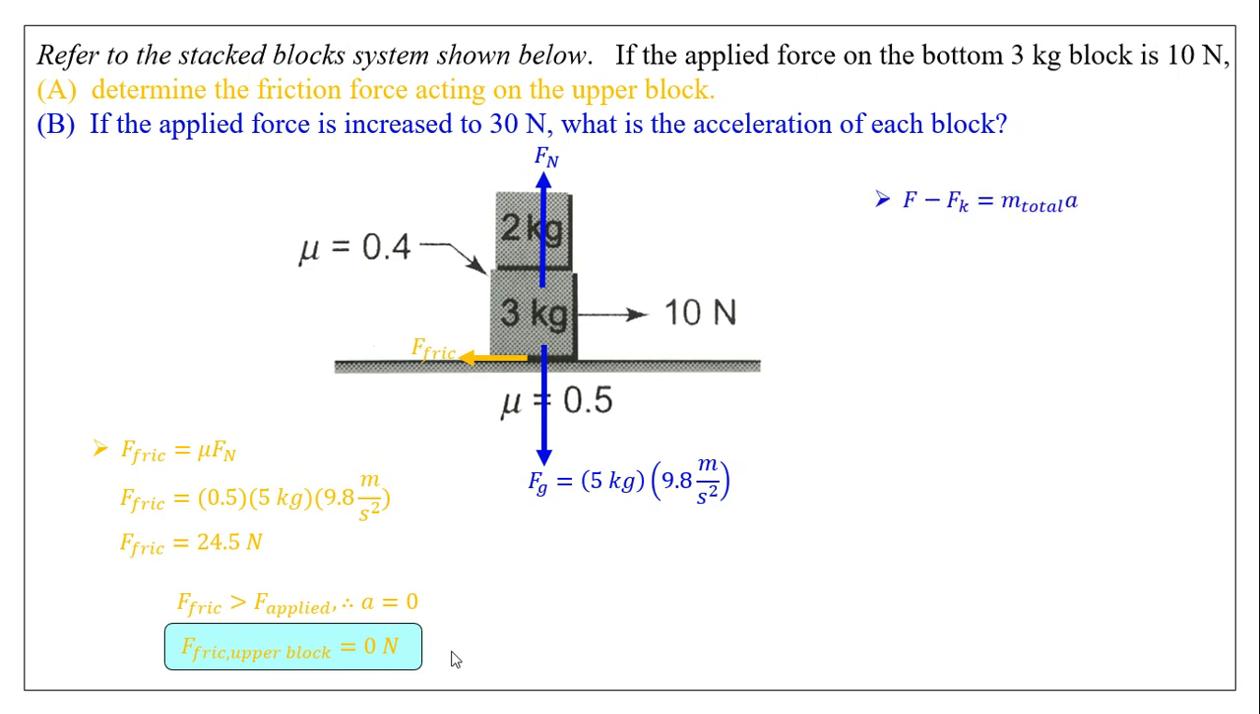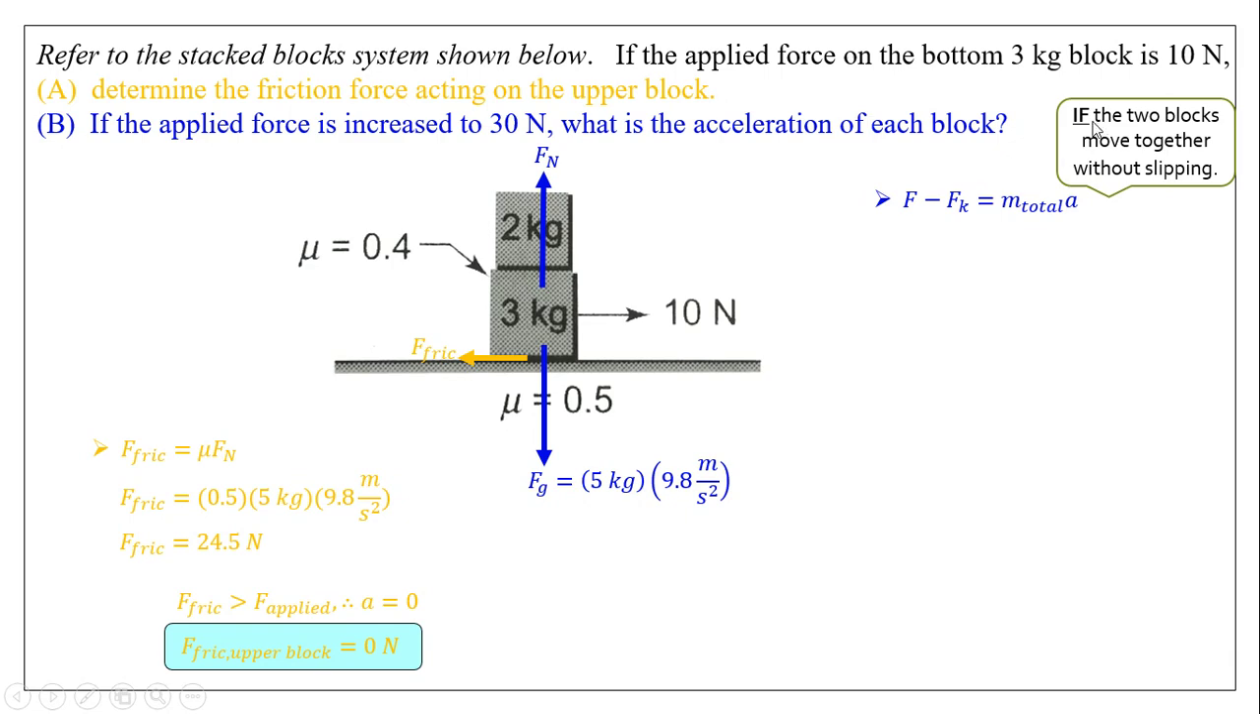All right, now let's do part B. Part B says if the applied force is increased to 30, so instead of 10 here, it is now increased to 30, what is the acceleration of each of the blocks? Well, in order to do so, we can make a quick assumption. Let's assume that there's enough friction here that keeps the system moving.